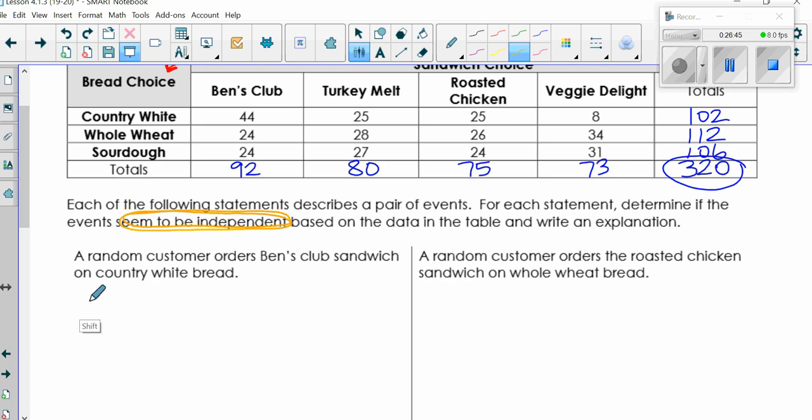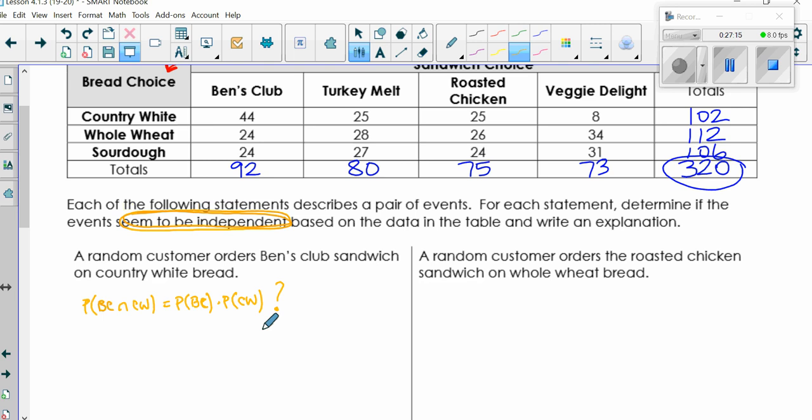So we want to know if the probability of Ben's Club and country white is equal to the probability of Ben's Club times the probability of country white. Okay, so again, we want to know if this is true. If it is, they're independent events. If it's not true, then they're dependent on one another.